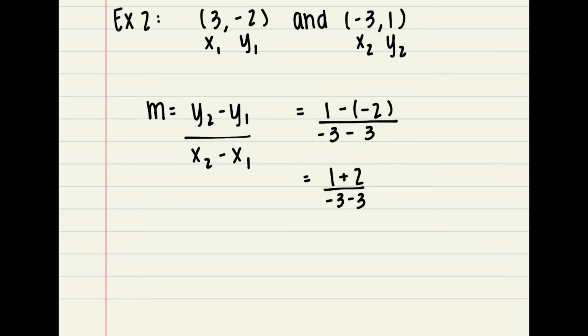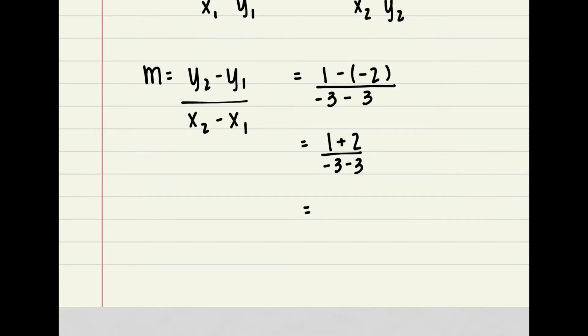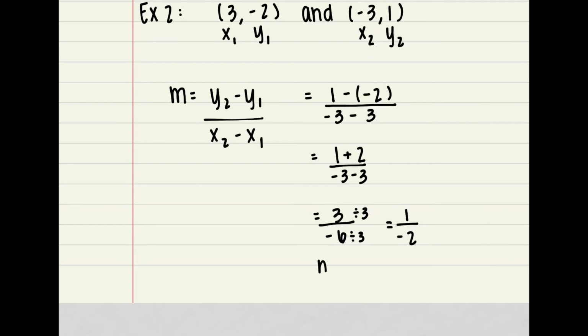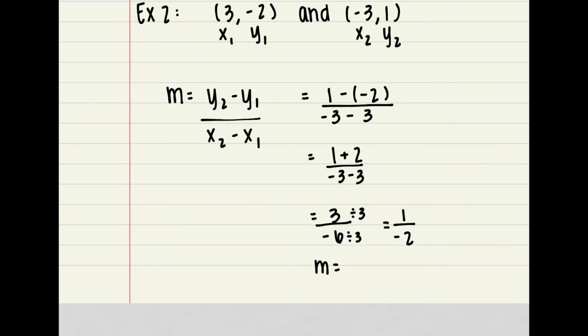And I'm going to simplify these numbers. 1 plus 2 gives us 3 over -3 minus 3, which is -6. If you notice though, I can divide both the top and the bottom by 3. When I divide the top by 3, I'm left with just 1 over. When I divide the bottom by 3, I'm left with -2. So our slope, our m, is equal to -1 over 2. If you notice, I took that negative from the bottom and just put it outside. That's totally fine. They mean the same thing.